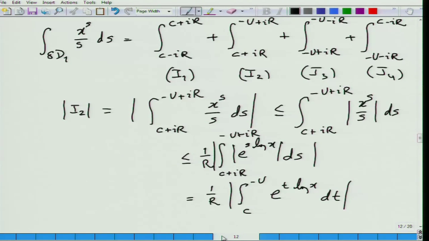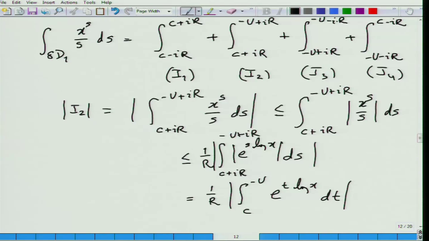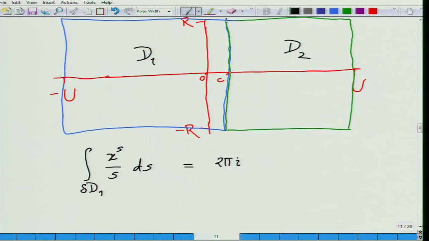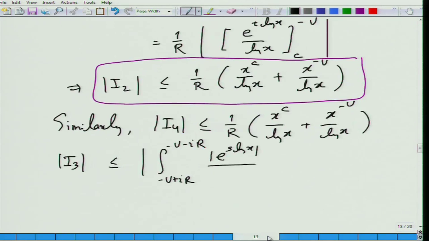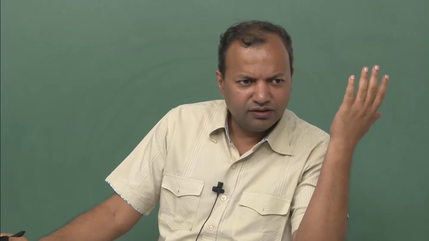That leaves I 3. So, let us do the same exercise for I 3. That is from minus u plus I r to minus u minus I r. What is the absolute value of s? So, here it is at least u. So, we can just use that, at least u, the absolute value d s. And now, again s breaks into real and imaginary part. When you take the absolute value, the imaginary part vanishes. What about the real part? How big is the real part? It is exactly minus u.